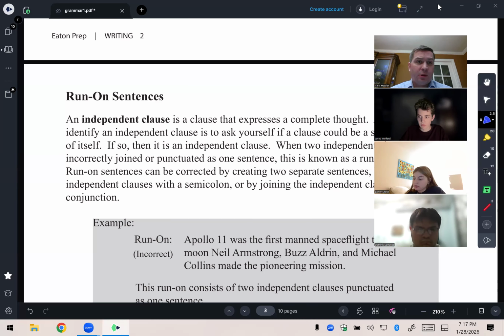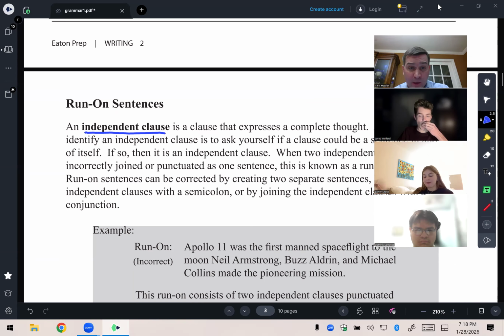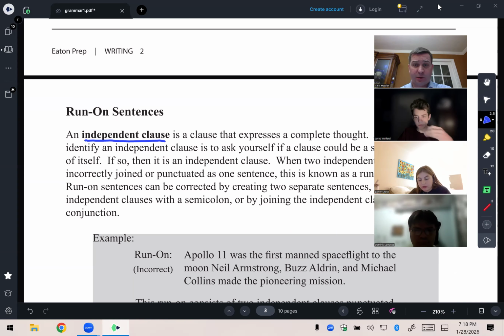So I'm going to introduce the idea of an independent clause. An independent clause is just anything that expresses a complete thought. So that same rule that we use for sentences, a sentence must express a complete thought. An independent clause expresses a complete thought. And a run-on sentence is just when we put two independent clauses together. We just smush two things that could each be a sentence together like this. Apollo 11 was the first manned space flight to the moon. Neil Armstrong, Buzz Aldrin, and Michael Collins made the pioneering mission.